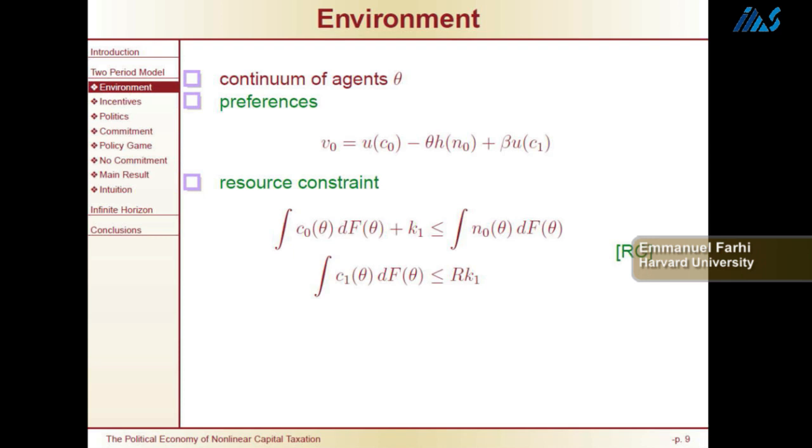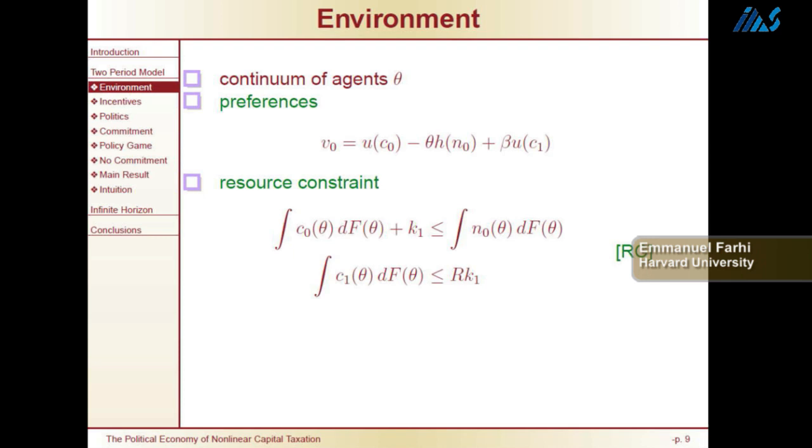The resource constraints, I'm going to make them very simple in this two-period model. There's a linear technology to convert labor into goods, and there's a linear savings technology with a rate of return R. Okay. So it's very much the framework of Atkinson and Stiglitz, by the way, literally. And the aggregate resource constraint just tells you that aggregate consumption plus the amount of capital that's being invested has to be less than what's being produced. So I've normalized the wage to 1. And this is the resource constraint in the second period. You can't produce in the second period, so the only resources that you can avail are given by the capital that you invest.